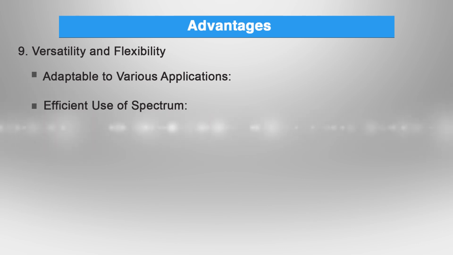Next is support for higher spectral efficiency, which means efficient use of spectrum. By utilizing advanced modulation formats, optical communication systems can achieve higher spectral efficiency, meaning more data can be transmitted within a given bandwidth. Now let us discuss the disadvantages of various modulation techniques.